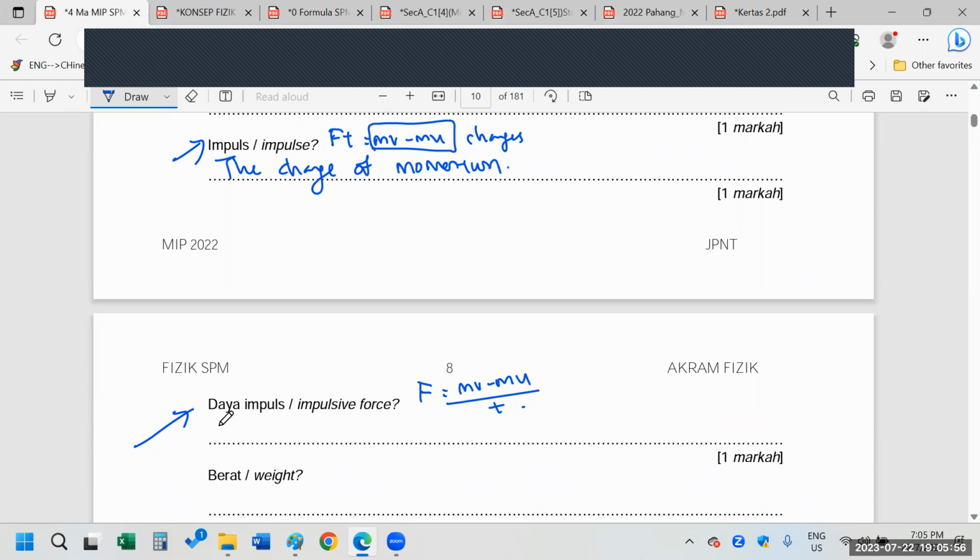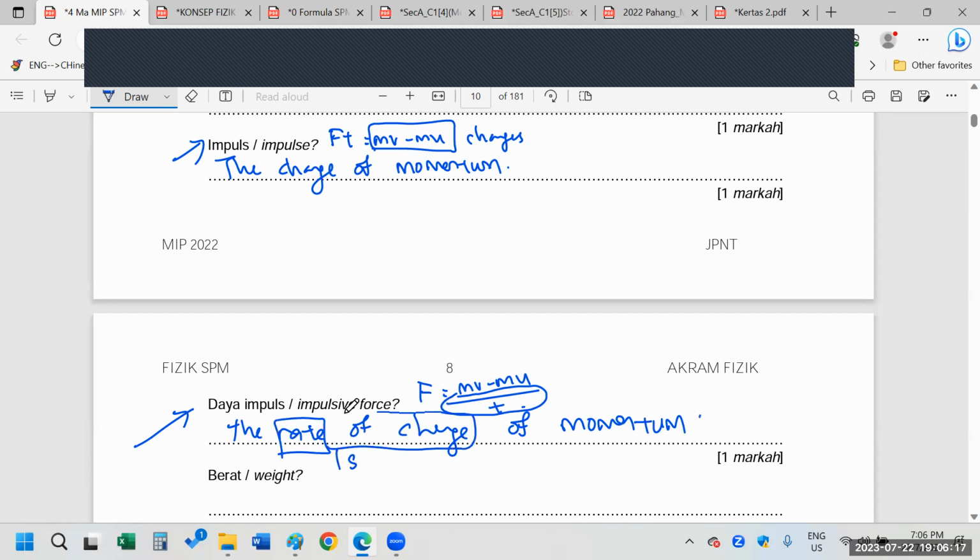Then what is impulsive force? Per time. We always start with the rate of change of momentum. Okay, the rate means the change in 1 second. So we say the rate of change of momentum.